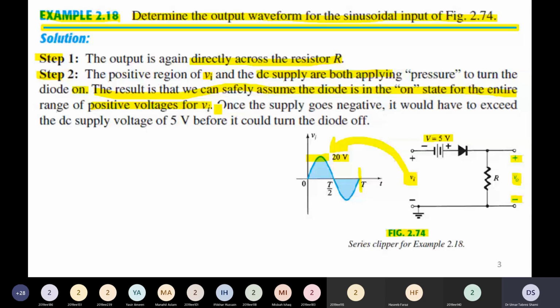Once the supply goes negative, it would have to exceed the DC voltage of 5 volt before it could turn the diode off. So when the input voltage is in the negative half, we will still have a forward biased diode until the input voltage exceeds the DC supply of 5 volt. And when the input voltage V in exceeds the 5 volt DC power supply, the diode will become reverse biased. And this we will see in the next slide.